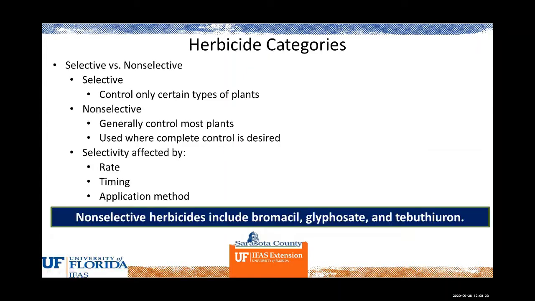Okay, so your selective herbicides will control only certain types of plants. So a broadleaf herbicide is a selective herbicide. A grass herbicide is a selective herbicide. Sedge hammer that will kill sedges is a selective herbicide. A non-selective herbicide will kill most plants. Unless the plant is resistant, a non-selective herbicide will kill anything that's green, any green tissue. And so your glyphosate is considered a non-selective herbicide. Anything green that you put glyphosate on, chances are it will die unless the plant is resistant to glyphosate.